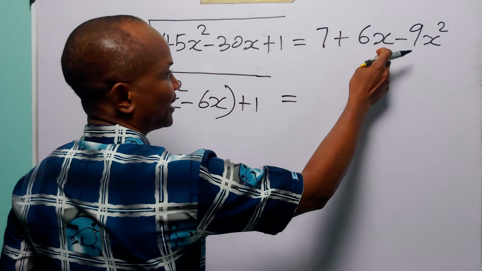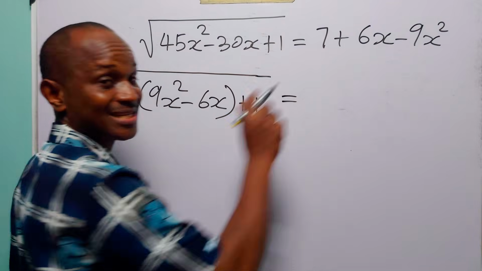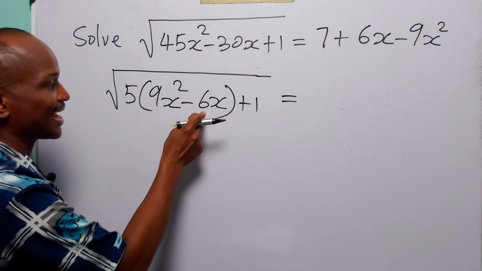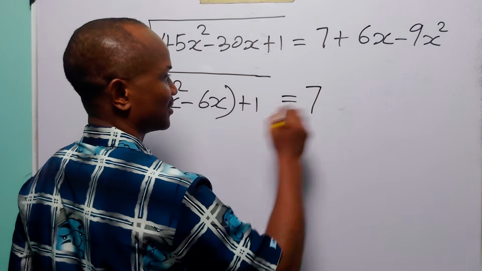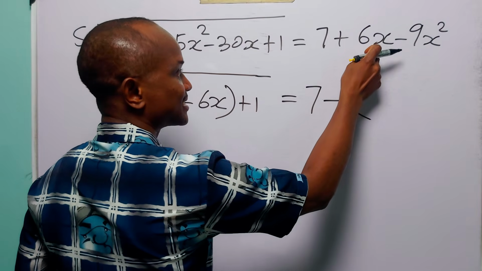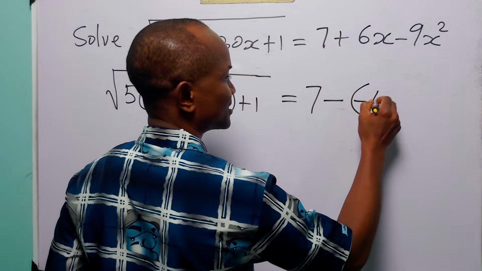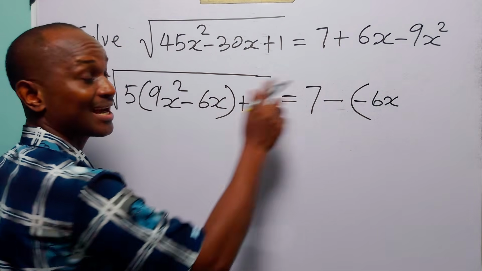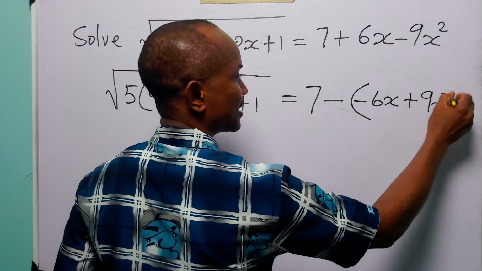Now, on the right hand side, we have 6x minus 9x squared. Here we have plus 9x squared and minus 6x. So what we are going to do is that we have 7. Then we have minus 6x divided by minus 1 is going to be minus 6x. And minus 9x squared divided by minus 1 is going to be plus 9x squared.